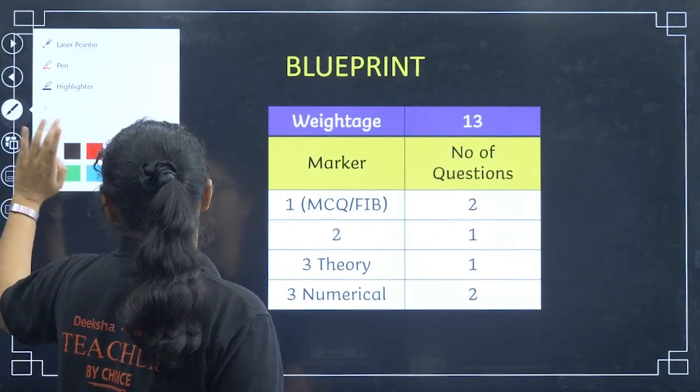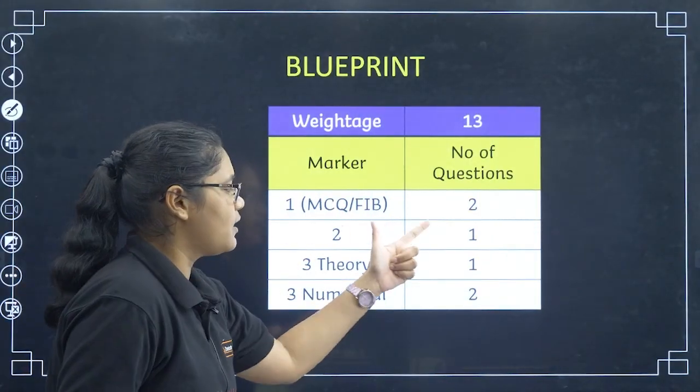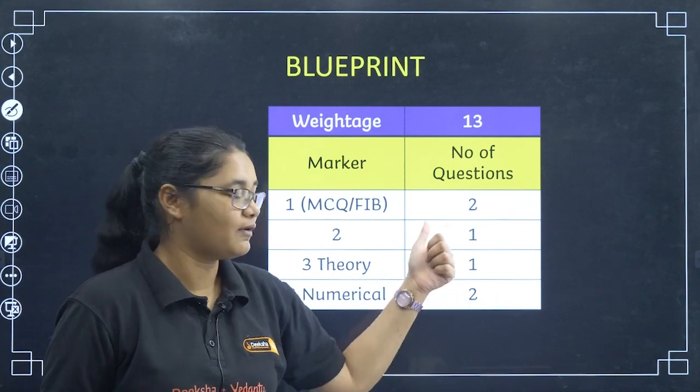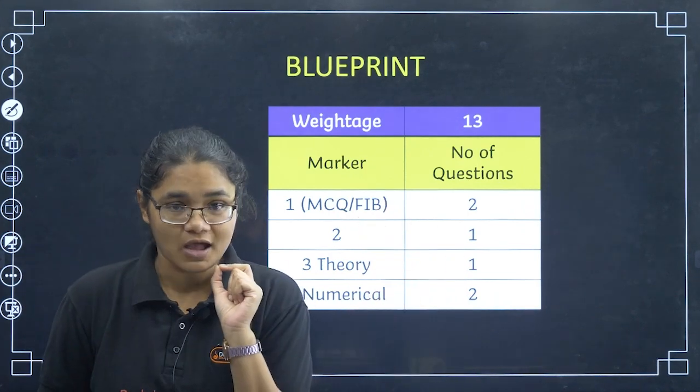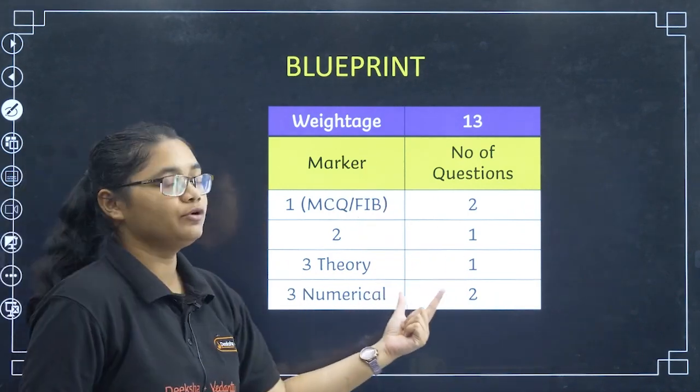From this chapter, you may get one 2-marker theory question, one 2-marker question, one 3-marker question, and you will get 2 numericals.